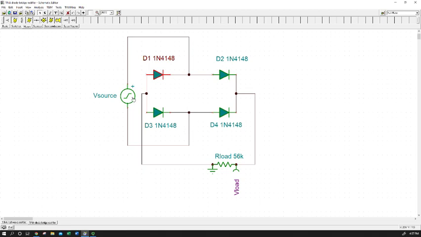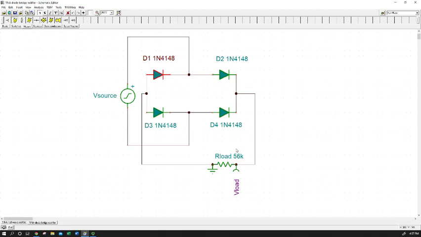If we were, for instance, to use our AWG to supply our bridge directly, we could not use the same ground for our oscilloscope measurement to measure across our load resistor, because we would effectively end up shorting out half of our diodes. So we would end up getting a half wave output rather than a full wave, which is of course what we want from our bridge.